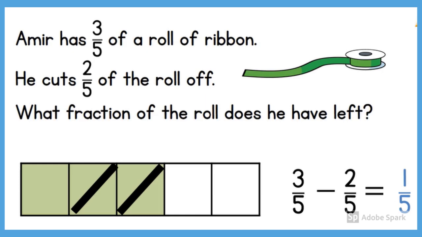3/5 subtract 2/5 equals 1/5. We call this subtraction by reduction. We are taking something away.